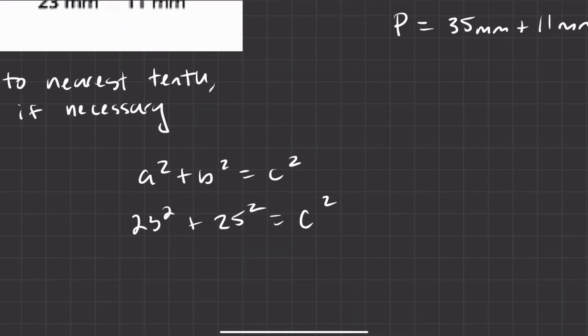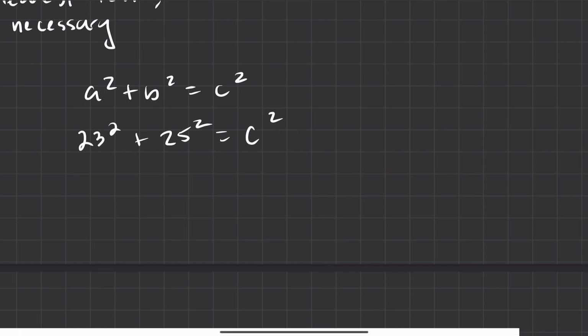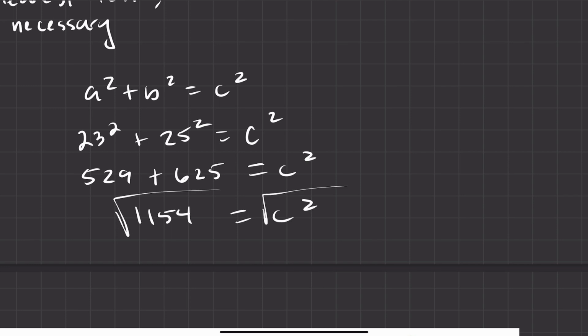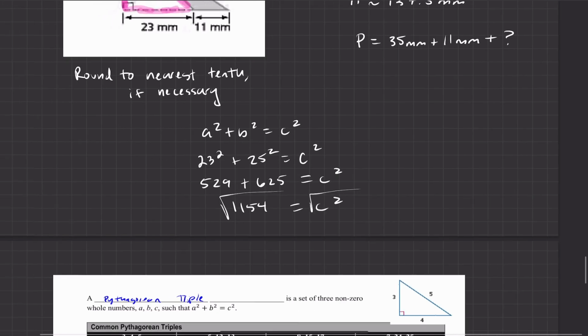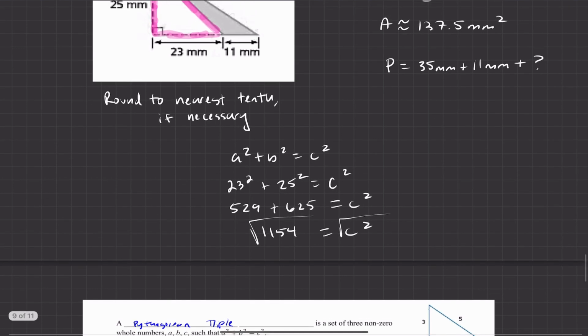Alright, this is a 23. So 23 squared is 529 plus 25 squared, that is 625, and that's equal to c squared. So I'm going to add those two numbers up. You get 1,154, which is equal to c squared. Then this is where I take the square root. You're not going to simplify the radical. This is a huge radical. I would just take the square root of it on my calculator and get that decimal. Round to the nearest tenth if necessary.